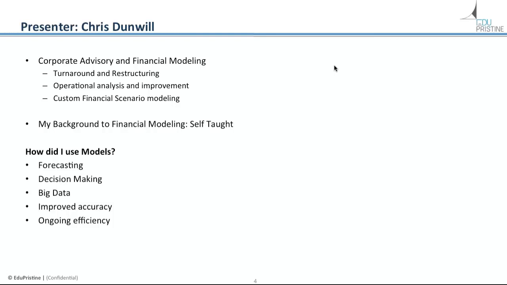So I guess, how do I use models? A lot of the work that I do is based around what is the best option for the future, given a finite set of resources, a finite set of options perhaps, and a finite amount of time. So I use my models generally for forecasting, and that involves a lot of cash flow forecasting. It also involves a lot of custom scenarios.